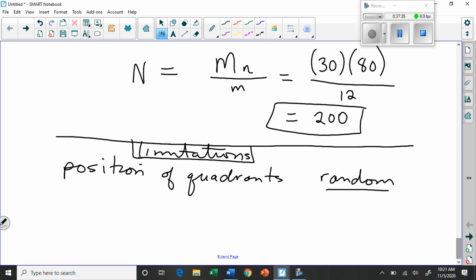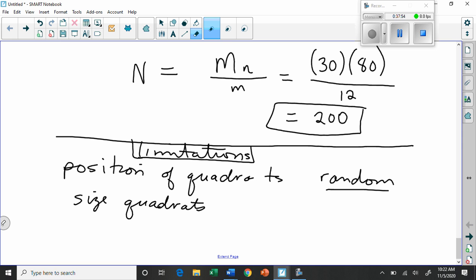Random across the area, including all the different possible habitats that might be within the area to get the most reliable numbers. You have to think about the size of the quadrats. I wrote quadrants up there, but it's quadrats. Quadrats. Think about the size.